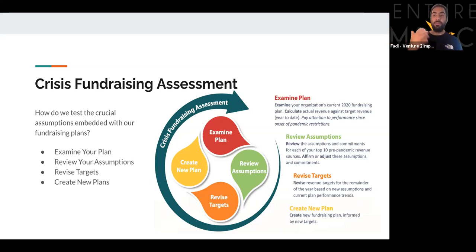Did some of the programs that you received funding for get canceled because of COVID? What's happening? Really identify where you are, the year-to-date target versus actuals, and then try to figure out what happened. Review your assumptions, specifically for your top 10 pre-pandemic revenue sources.